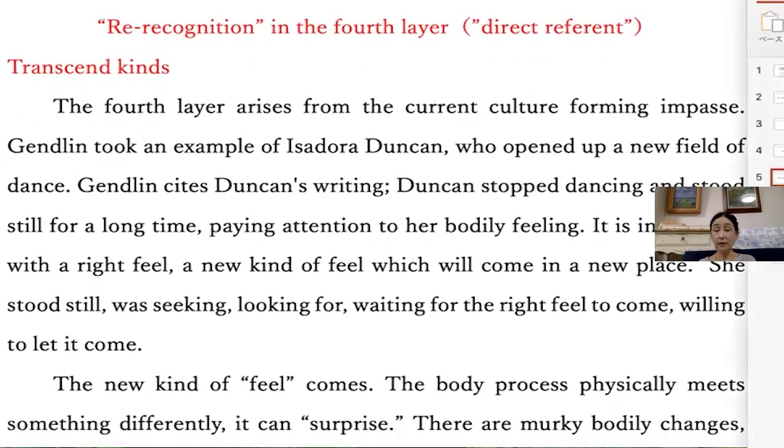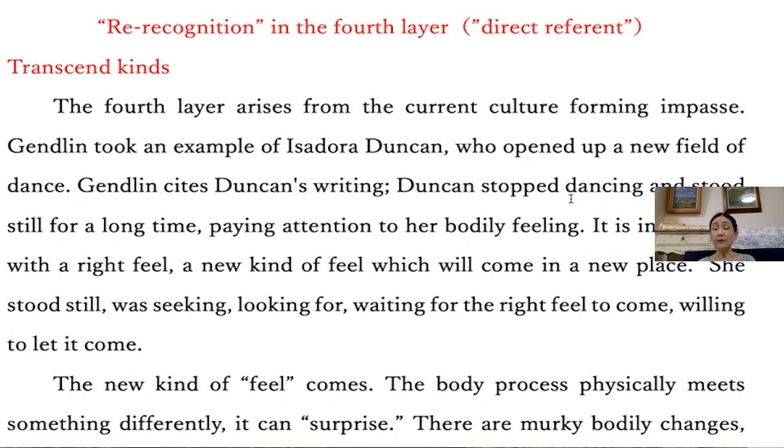Okay, let's go to the fourth layer, direct referent. Transcend kinds. The fourth layer arises from the current culture-forming impasse. Gendlin took an example of Isadora Duncan, who opened up a new field of dance. Gendlin cites Duncan's writing.